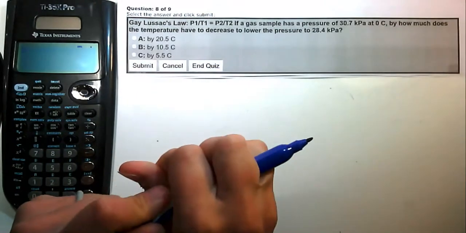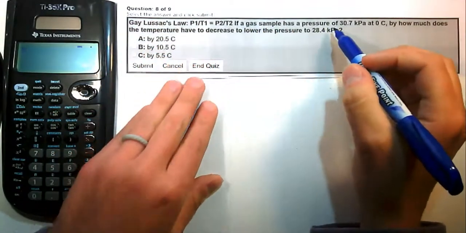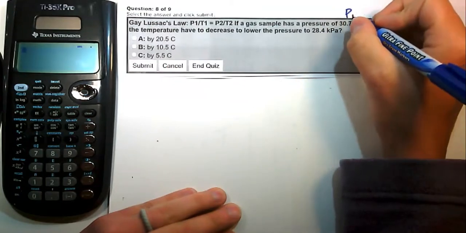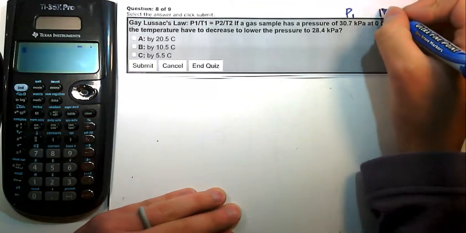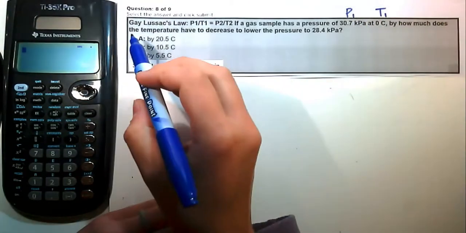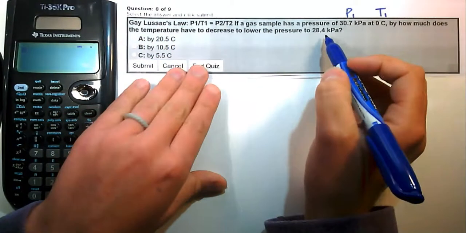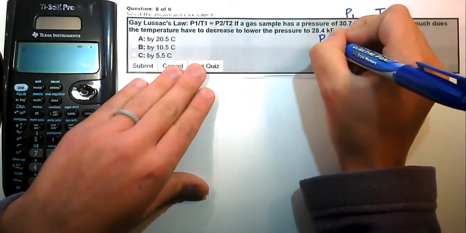Alright, our next problem is number 8. If a gas sample has a pressure of 30.7 kilopascals, so that's our initial pressure, at 0 degrees Celsius, so there's our initial temperature, by how much does the temperature have to decrease to lower the pressure to 28.4 kilopascals? This is our P2.